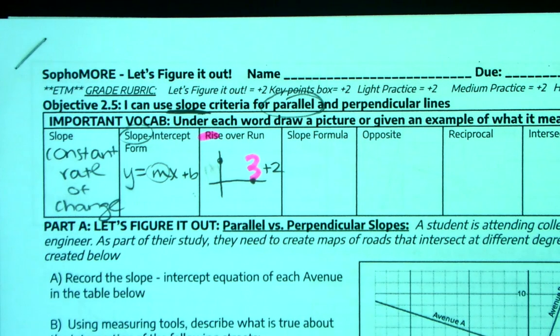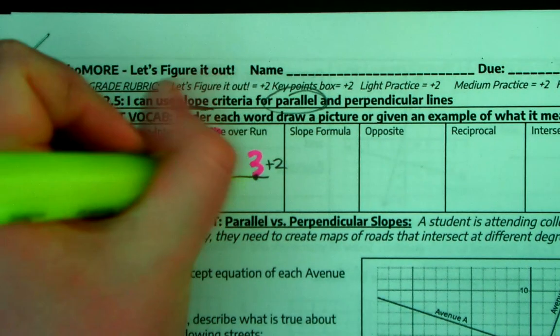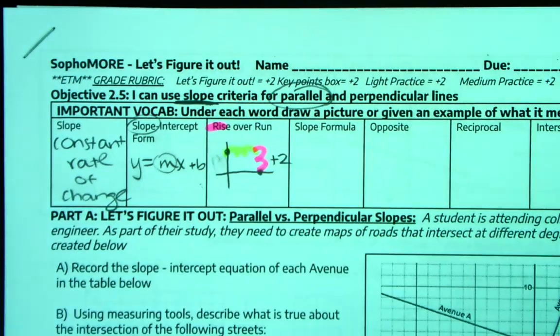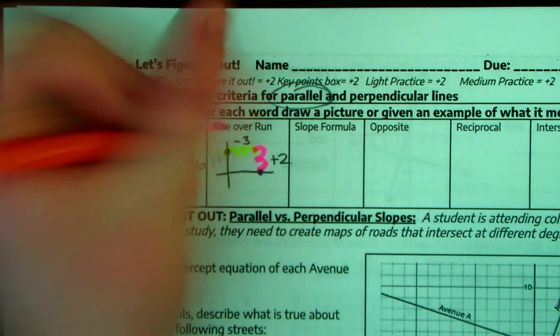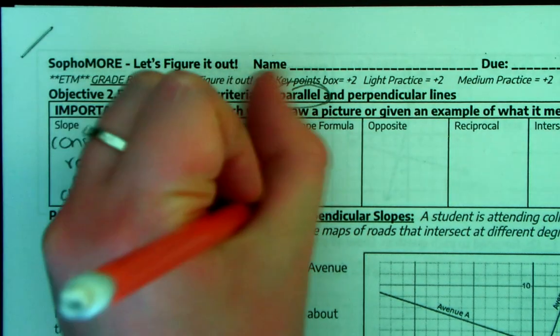Then my run is the change between the x coordinates. So where are they on the x-axis? How far away are they? If I count the run, let's say it's 3, and it went in the negative direction. So then my slope, my rise over run is negative 2 over 3.